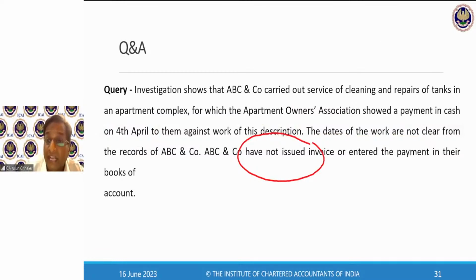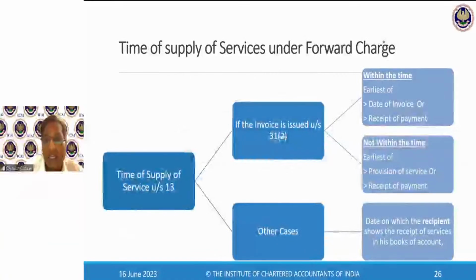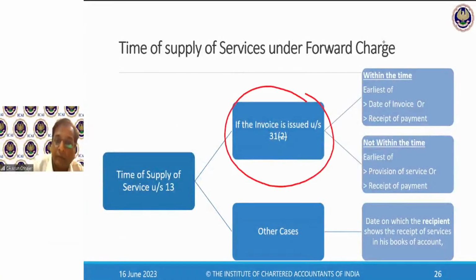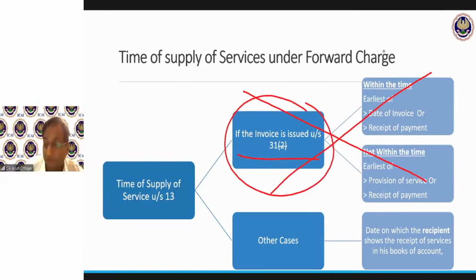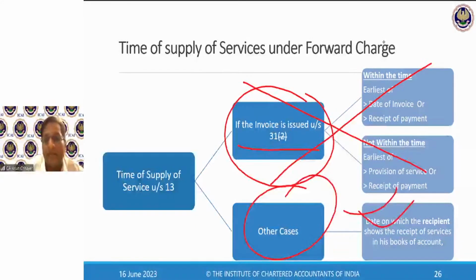So can you identify the time of supply in this? Because the invoice has not been issued, in this case you cannot identify the time of supply according to whether the invoice has been issued within time or without time, i.e. late. You can't, because the invoice has not been issued. So in any other case, the date on which the recipient, that association, shows the payment, 4th of April, I can say that 4th April would be the time of supply.